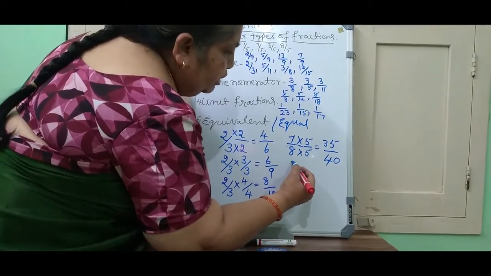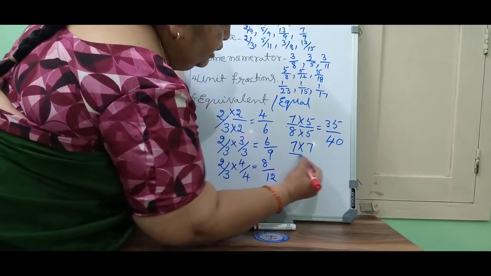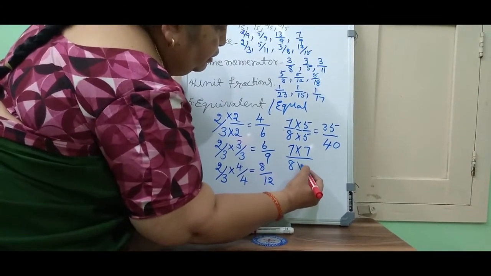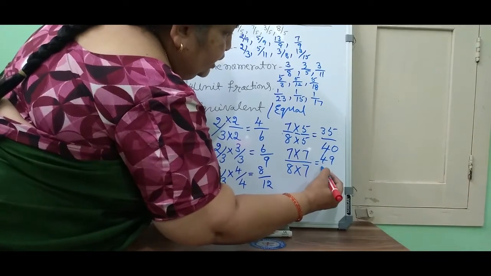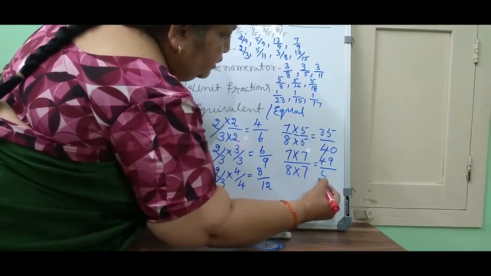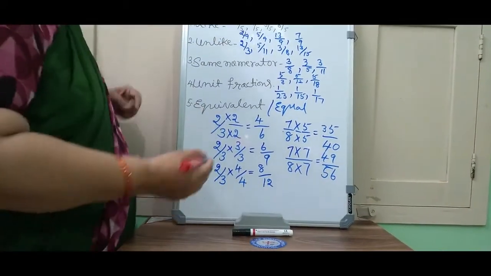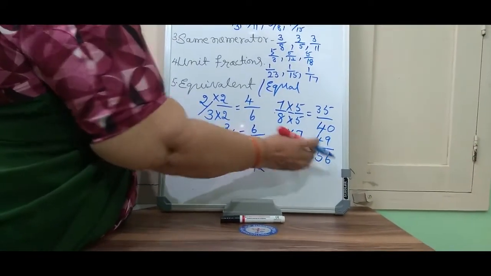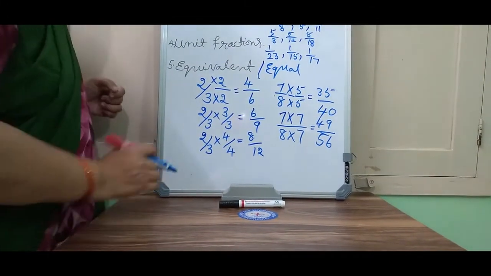Again, let me consider one more number here. 7 into 7. Again, 8 into 7. 7 7s are 49 and 56. Okay. So, this 49 by 56 will be equivalent to 7 by 8.